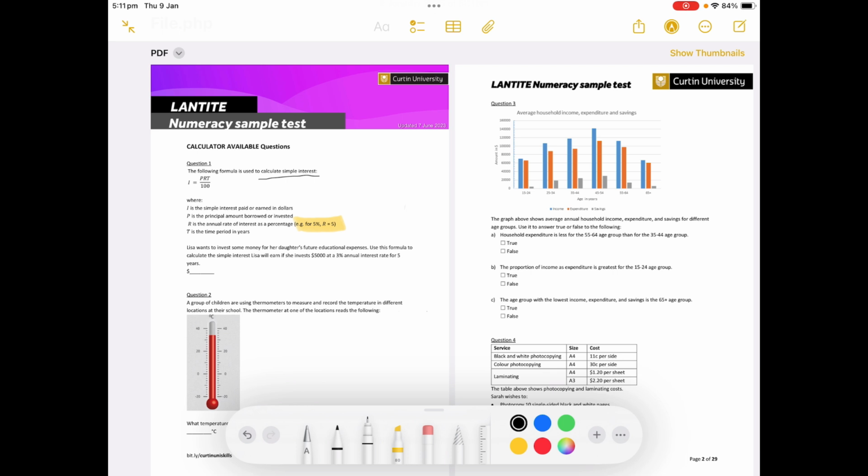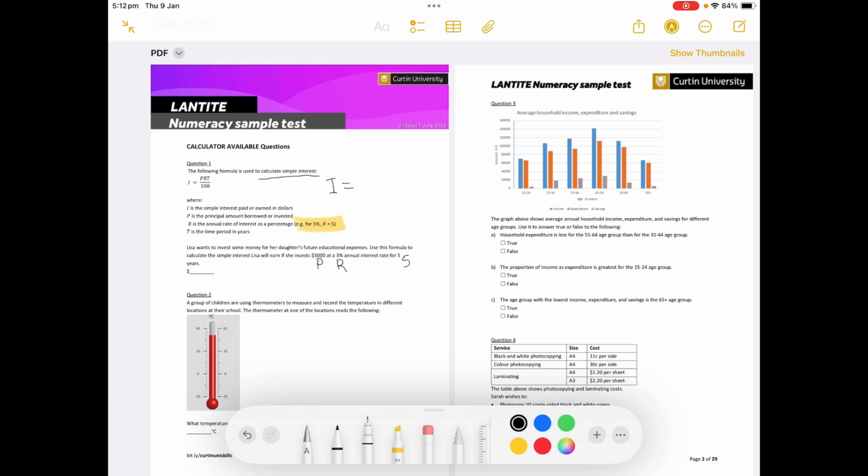let's have a read. Lisa wants to invest some money for her daughter's future educational expenses. Use this formula to calculate the simple interest Lisa will earn if she invests $5,000 at a 3% interest rate for 5 years. Alright, so we are calculating the simple interest using that formula. So we are looking for I and the information we have right now. She's going to invest $5,000. So this is our principal. We've got a rate of 3 and we have the time period as 5 years.